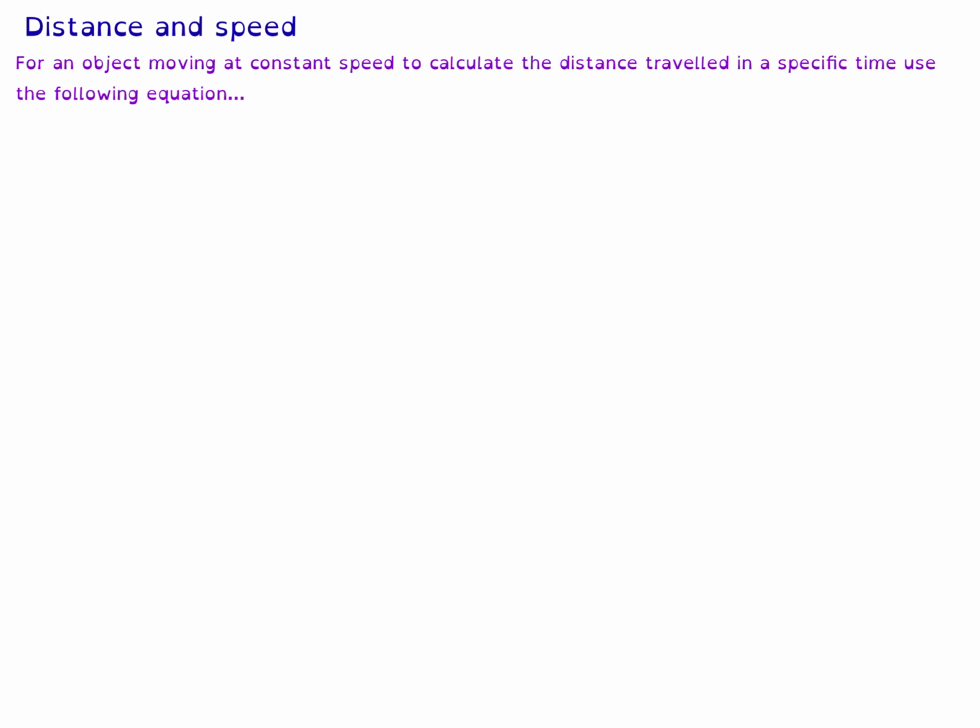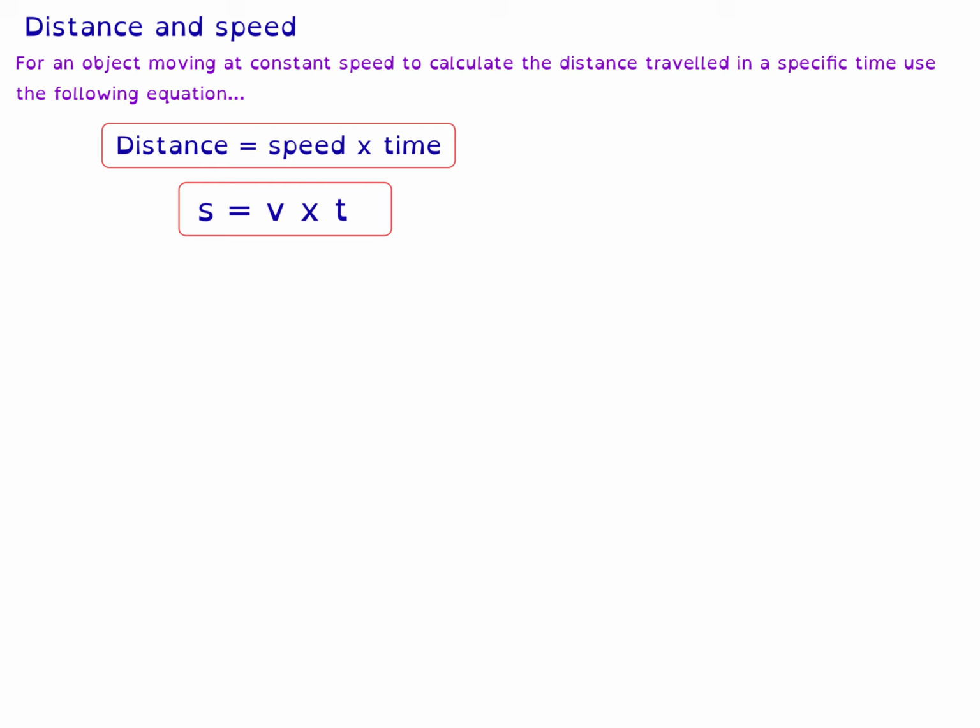For an object moving at a constant speed, to calculate the distance travelled in a specific time, use the following equation. Distance equals speed times time, or s equals v times t. Units: distance s, the metre; speed v, metres per second; and time t, seconds.